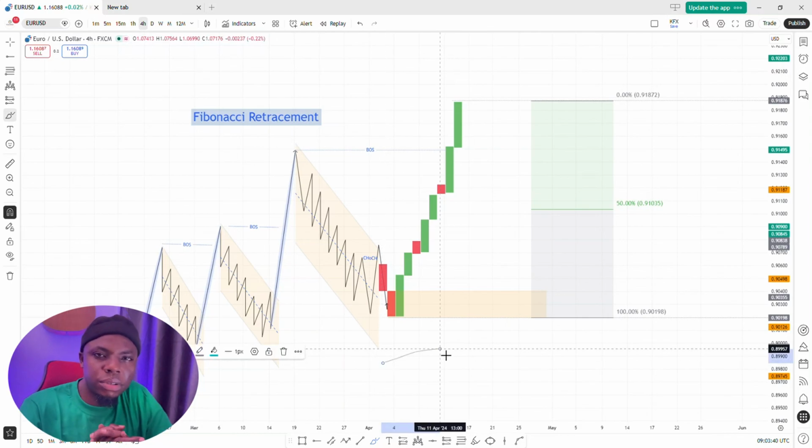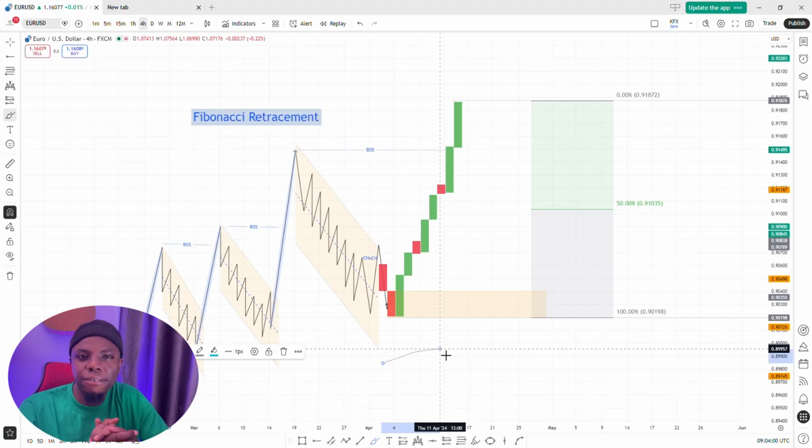Traders, today we are discussing a tool which is one of the most important tools we use in our day-to-day activities in trading, and that is what I call the Fibonacci retracement. The Fibonacci retracement.